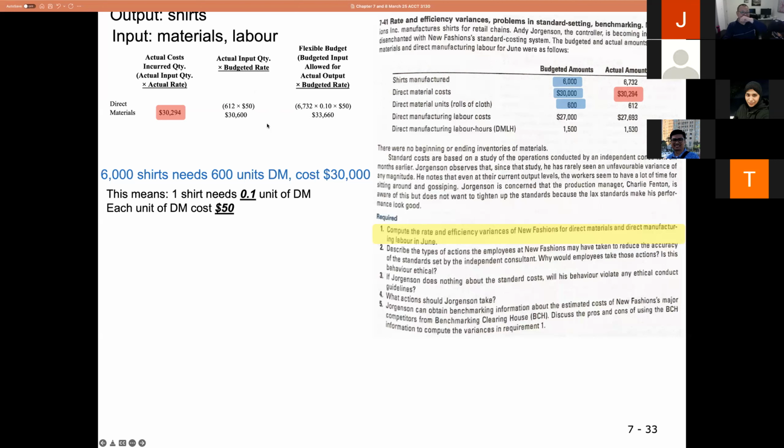Okay, so you tell me what is the rate efficiency, sorry, what's the rate variance? Is that favorable or unfavorable? I'm saying rate efficiency, sorry, rate variance. Favorable. Favorable? Favorable?